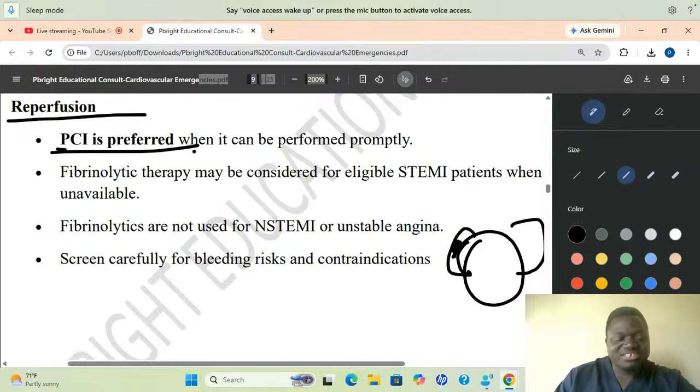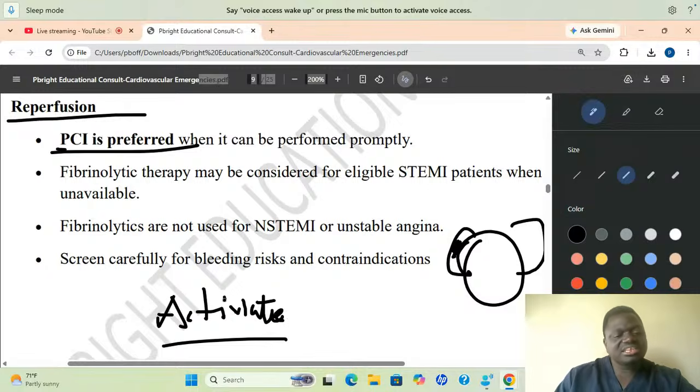So you hear them saying what? Activate the cath lab, activate the cath lab. Yes. So the cardiologist will come and assess the patient. Then the nurses and the other staff in the cath lab will prepare the equipment. They take the patient to the cath lab.